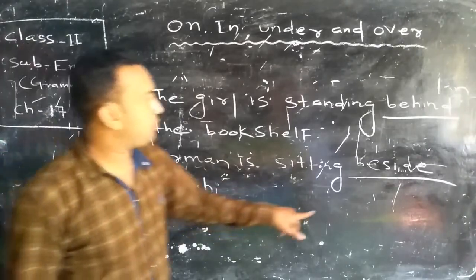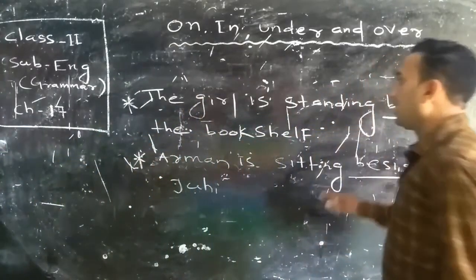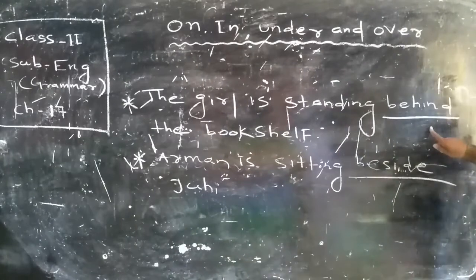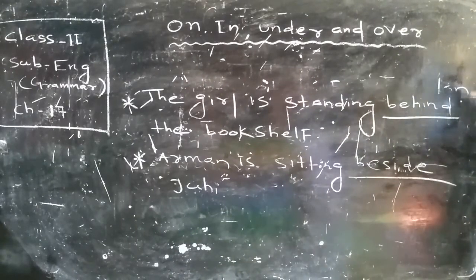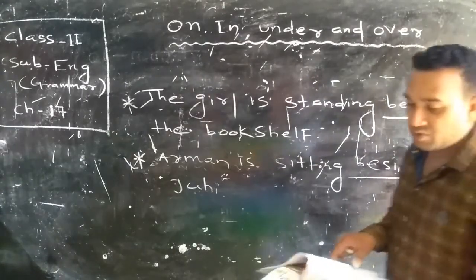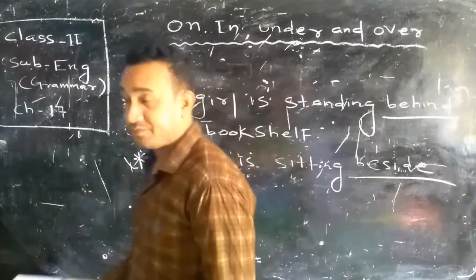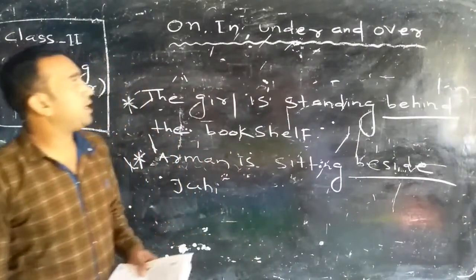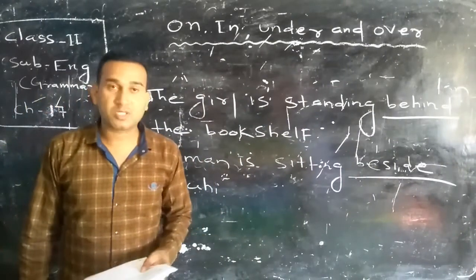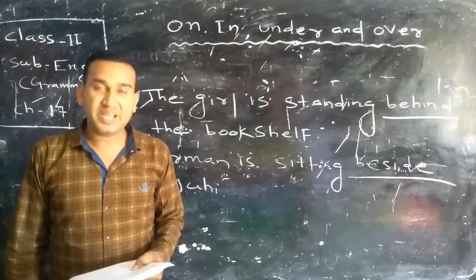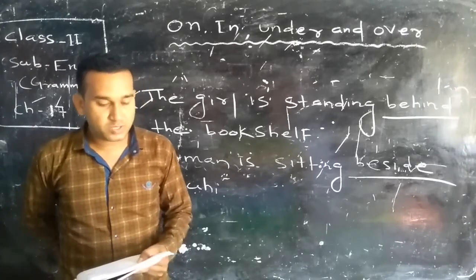ठीक है, सो वी हैव टू यूजिंग बिसाइड। ओके, देन गर्ल्स इज स्टैंडिंग बिहाइंड द बुक सेल। बुक सेल के पीछे तरफ खड़ी हुई है, इसलिए हम लोग लगाएंगे बिहाइंड। So we have to clear which place we have to use: on, in, under, over, outside, inside, behind, beside. Tell us where someone or something is.